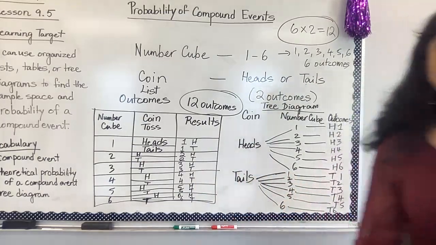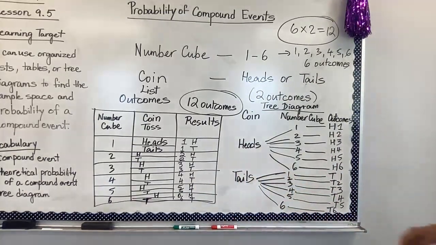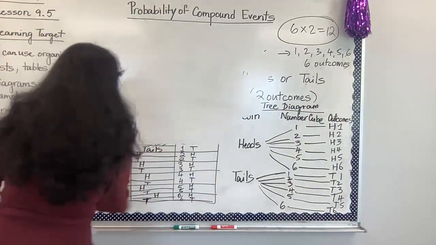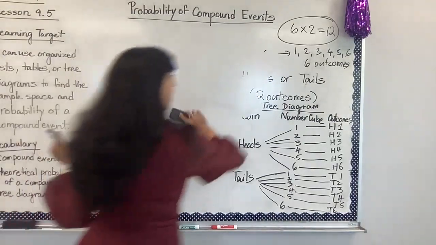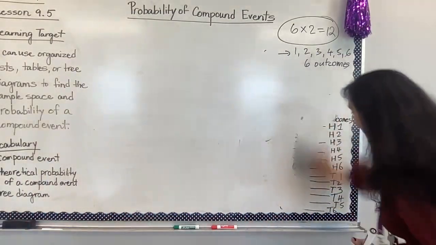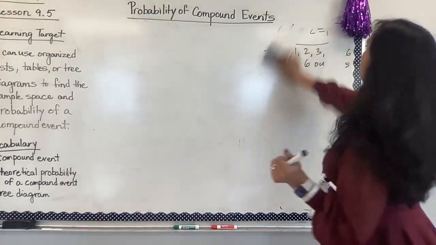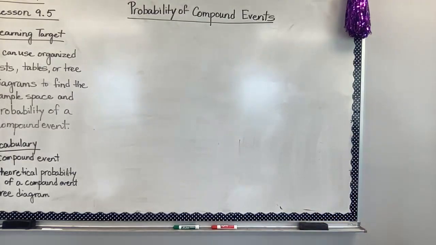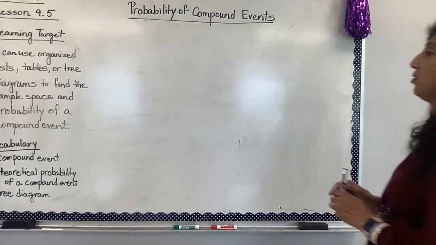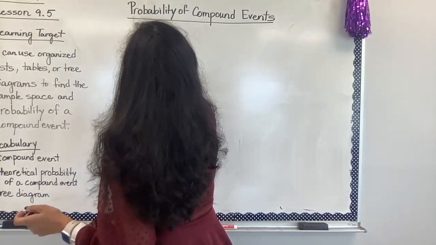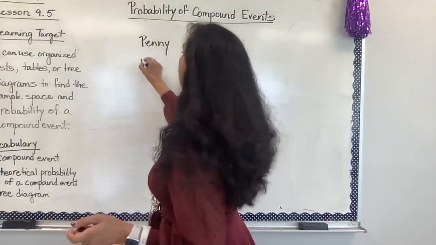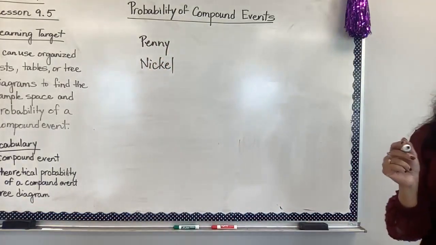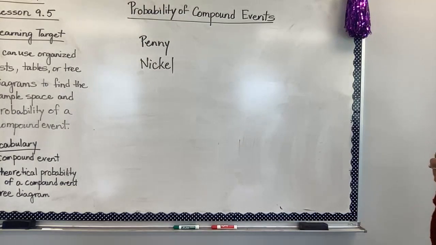All right, so let's do an example. I am going to quickly erase this. Okay, so my question is, suppose a penny and a nickel are tossed. So a penny is tossed and a nickel is tossed. What is the sample space of possible outcomes?